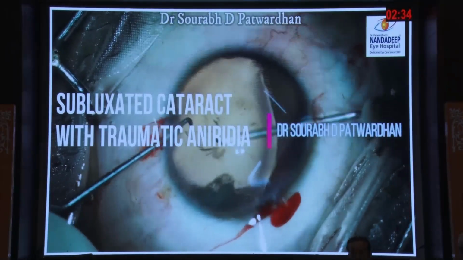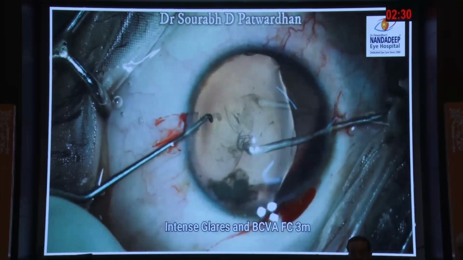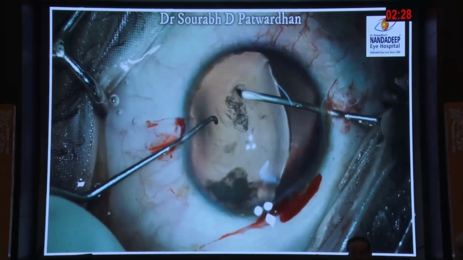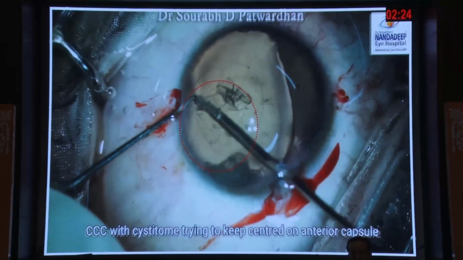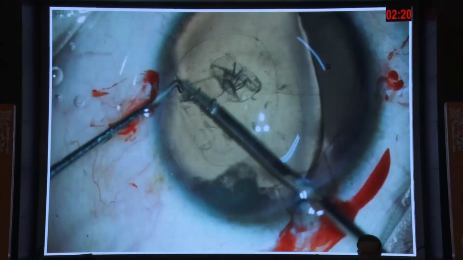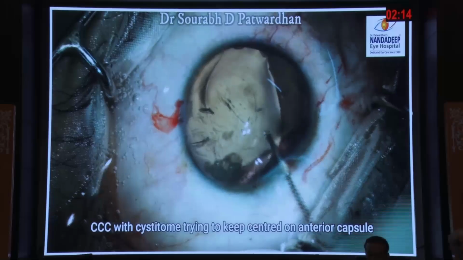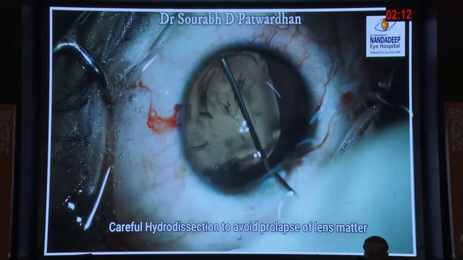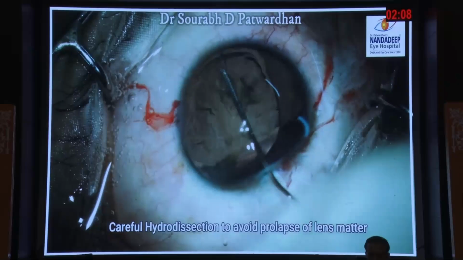So I'm going to show you a couple of cases of how it is managed. So this is a post-traumatic case, you can see the zonular dialysis, and also you can see traumatic mydriasis, a huge one. What is important is that when you do the capsulorhexis, keep enough area of anterior capsule in the area of dialysis, which is important, because if it is too close to the margin, the game is lost, because then you cannot support that area using the capsular hook. So always keep in mind, even if you have a small capsulorhexis, that is fine, but there should be enough.